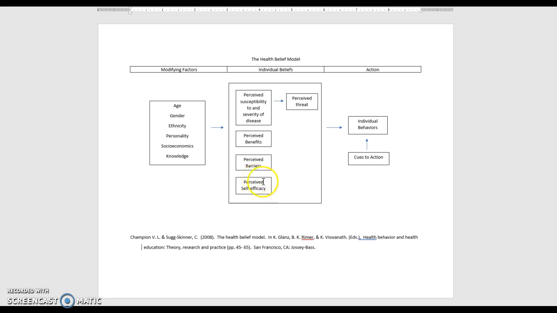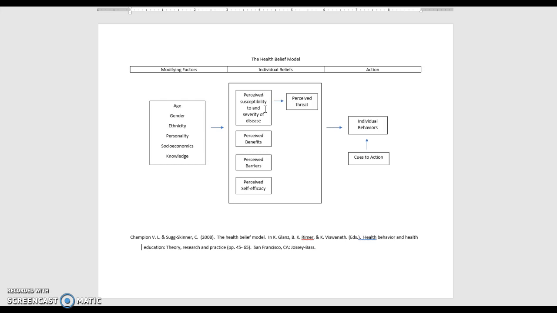health belief model. So when we think about perceived susceptibility to and severity of disease, susceptibility refers to beliefs about the likelihood of getting a disease or condition. For example, a woman must believe that she has the possibility of getting breast cancer before she will even be interested in obtaining a mammogram. If she doesn't believe that she's susceptible, she may not see the relevance in doing any kind of preventive care or getting a mammogram.